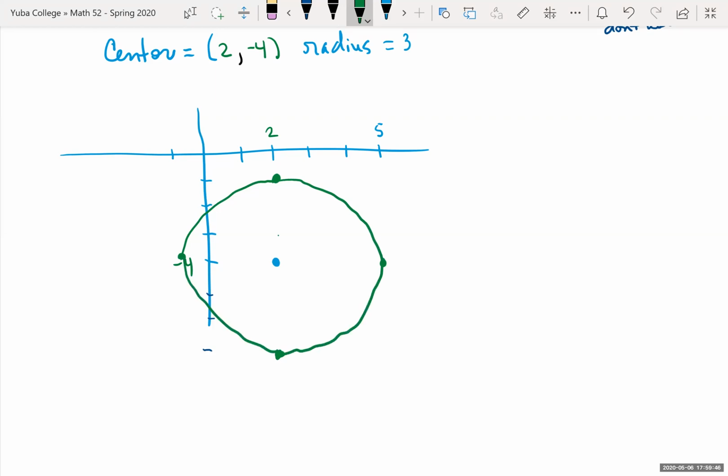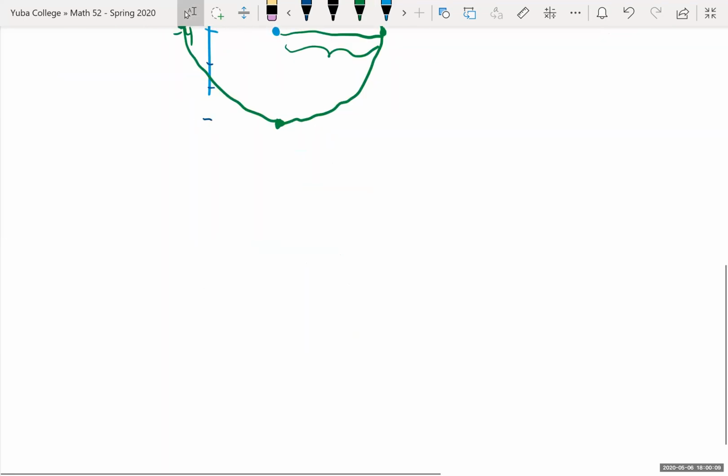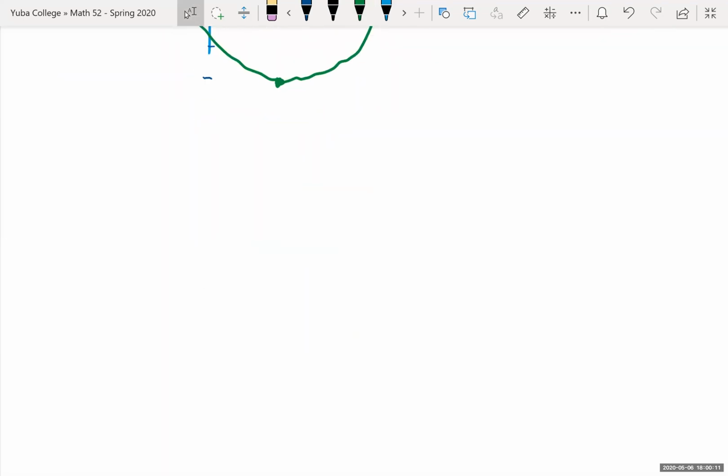Okay. Best I could do. Okay, so we went up, down, left, right from our center, 3 units. Okay, so if it's not in that form, we have to put it in that form, so it's standard form.